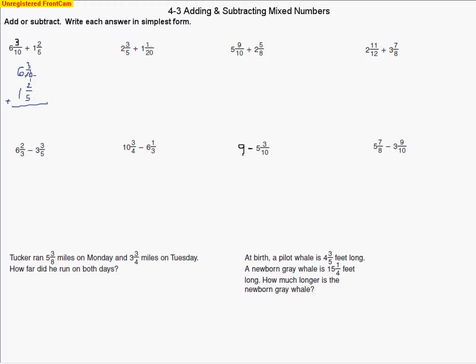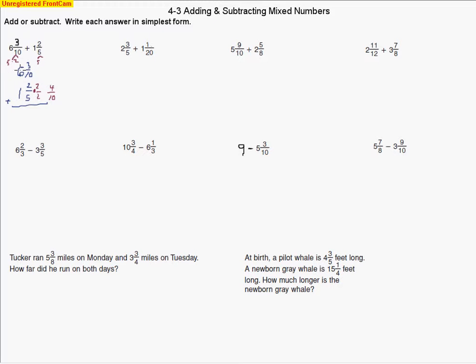So here I see that I need a 10, where 10 has factors of 5 and 2, where the 5 just has factors of 5 and 1. So all I need to do is multiply this 5, or 2/5, by 2 over 2, because that's the factor it's missing. So if you look at 10, it has factors of 5 and 2, and 5 just has the 5. So if I just multiplied this by a 2, I'd get that common denominator. So I'll go ahead and multiply straight across. I'm left with a 4/10.